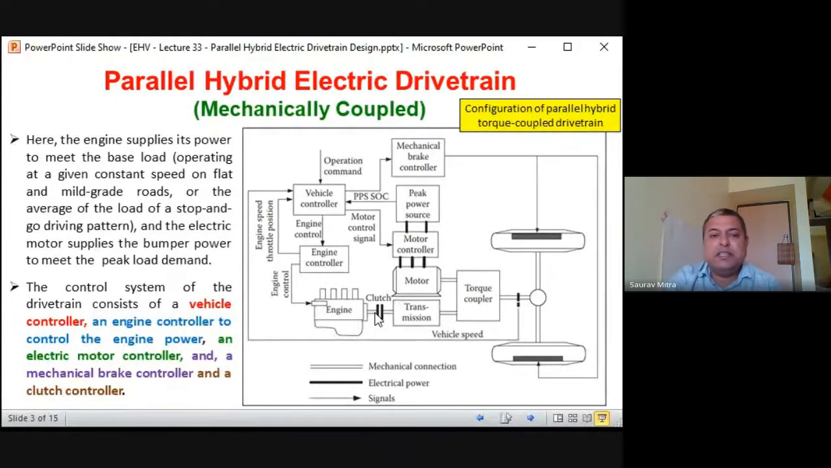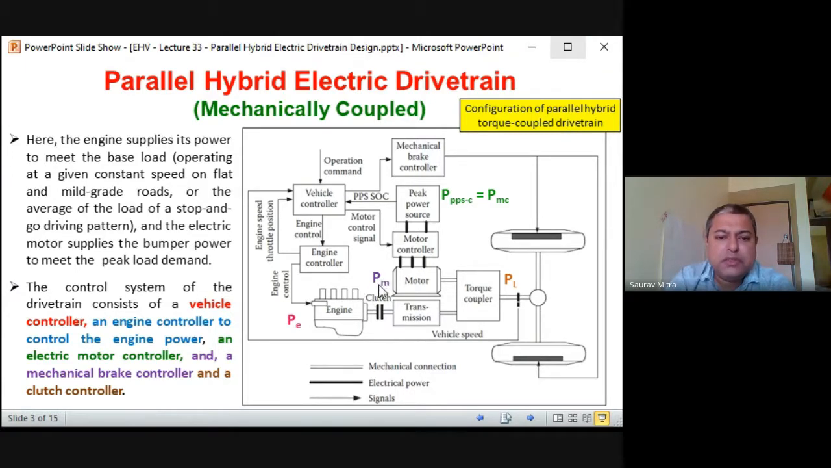So these are the different controllers, and there are different links. One is called mechanical operation. These are the mechanical connection links at the output also. Then electrical connection. From the PPS to motor controller to motor, this is the only electrical connection and signal. So there are many signals here in this case. You can see, now this is not the main thing that we are going to do. This is called the configuration of the parallel hybrid torque coupled drivetrain. So these are the questions for the exam.